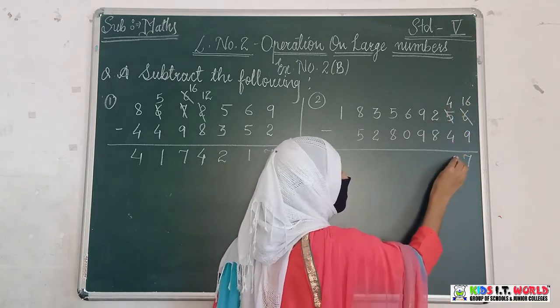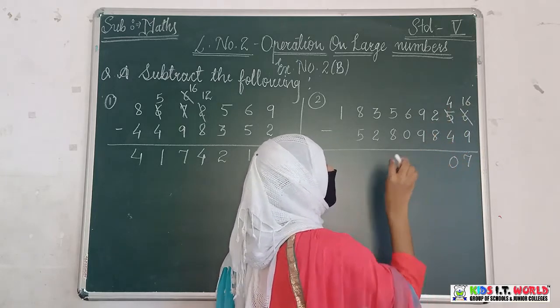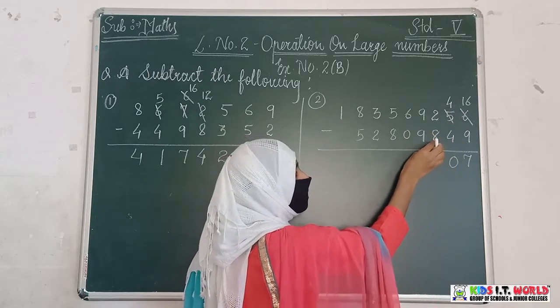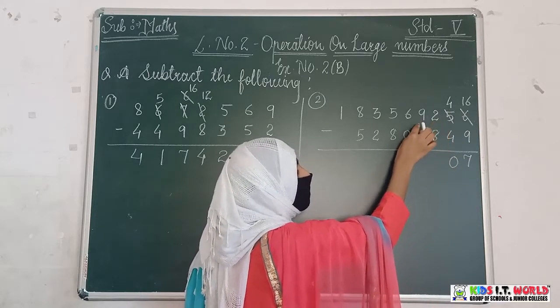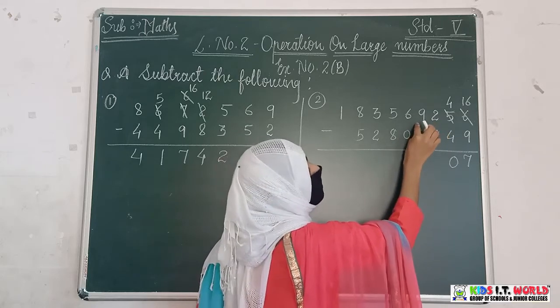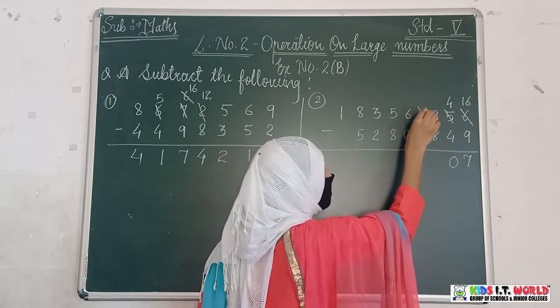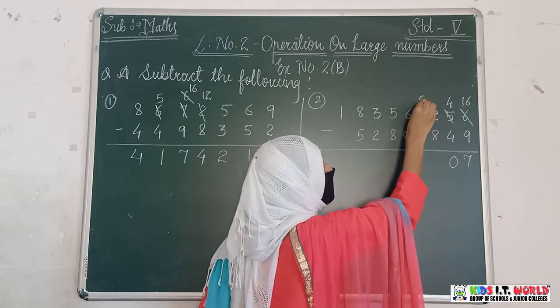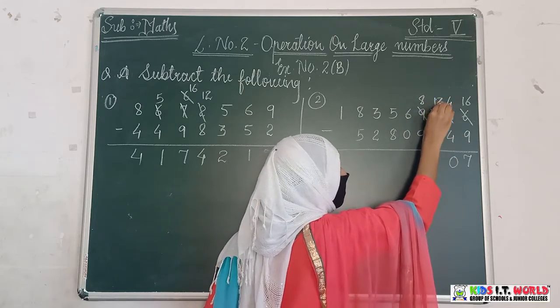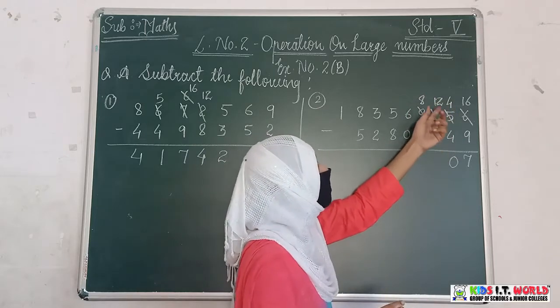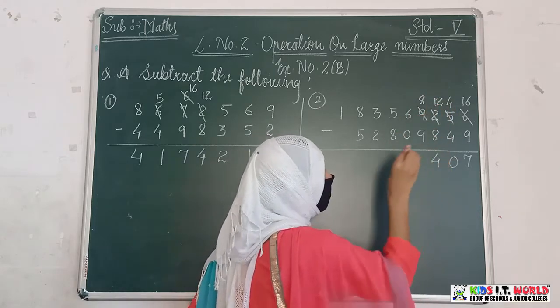4 minus 4 is 0. 2 minus 8. We can't subtract it because here 8 is greater than 2. So for that we have to borrow from another number. We will take ones from here, means we are taking 1 from here. So it will be 8, and we are taking tens to the other number, so it will be 12. Now subtract 8 from the 12, it is 4.